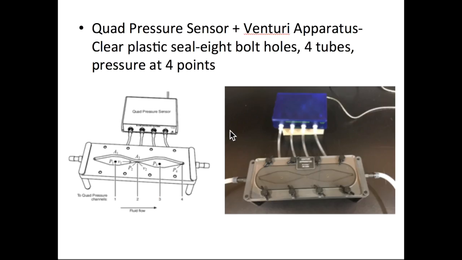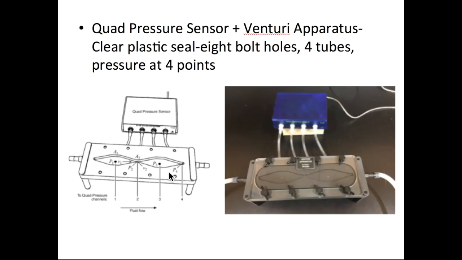Science, science, science! Looking now at the quad pressure sensor and the Venturi apparatus, we see 2 pretty good pictures of them. First, we have a clear plastic seal with 8 bolt holes right here. Here are the 8 bolt holes, these 8 things right here, and there's that clear plastic seal, obviously to keep the water in. And then we have the 4 tubes that run to the quad pressure sensor right here. And then we have the pressure at each of these 4 points, which are point 1, point 2, point 3, and point 4.